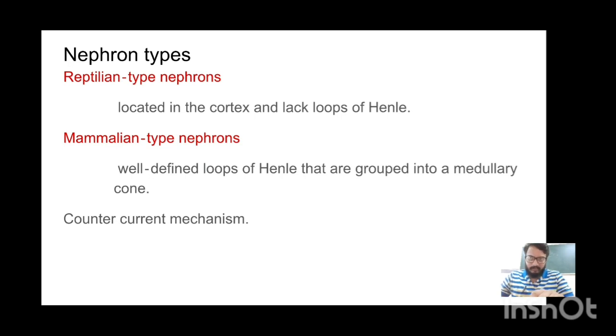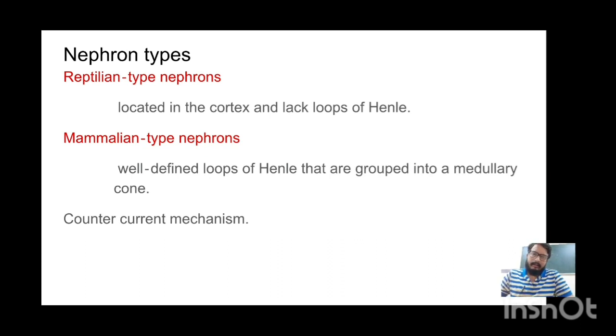So coming to the nephrons, the nephrons can be classified into 2 major types in case of avians. One is referred to as the reptilian type of nephrons, which is located in the cortex and it lacks the loop of Henle. The second is the mammalian type of nephrons, which has well defined loops of Henle and is grouped into a medullary cone. In the mammalian type of nephron, there is a counter current mechanism that exists, therefore it maintains a corticomedullary osmotic gradient, and so the concentration of urine can take place.